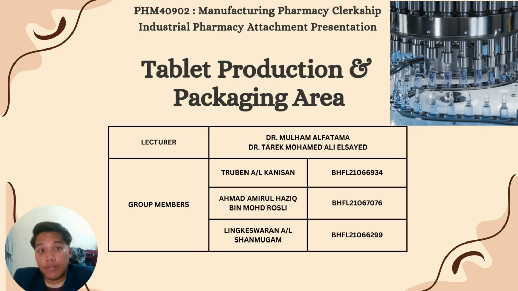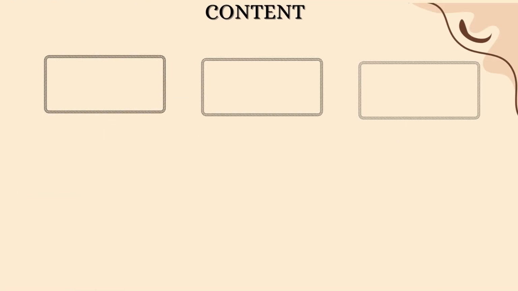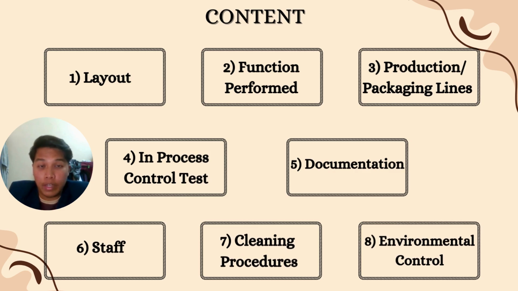So, for our industrial pharmacy group attachment, we are going to present about tablet production and also its packaging area. There are 8 contents that will be discussed in this presentation. We first go into the layout.